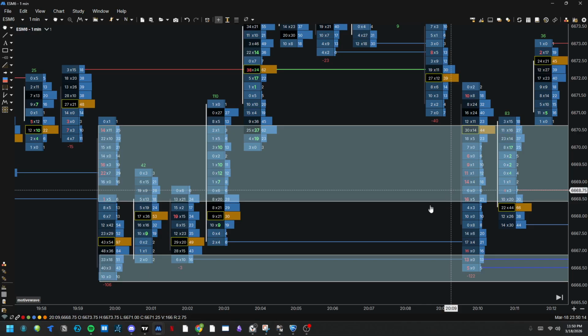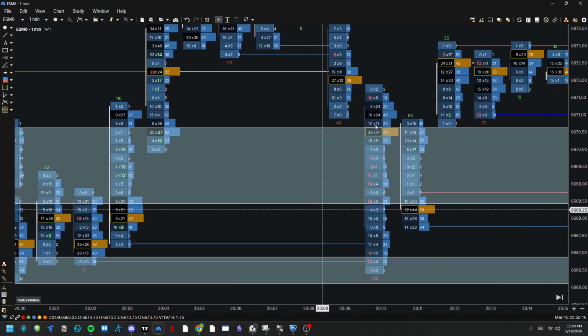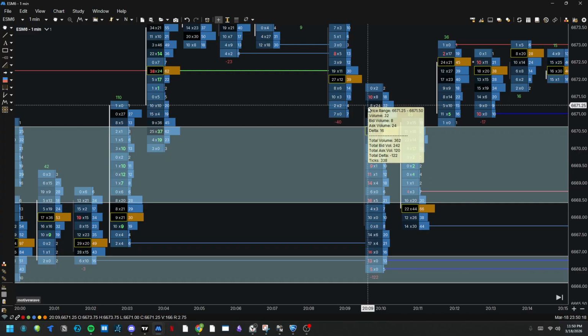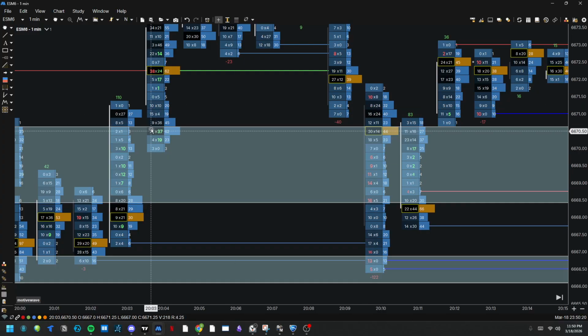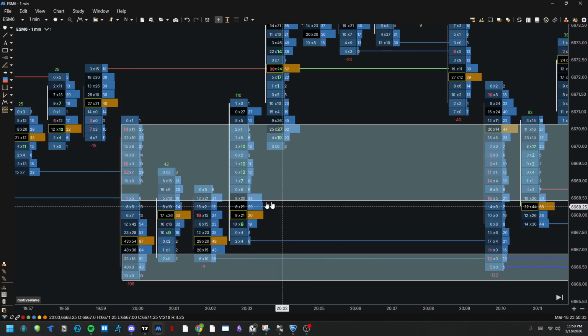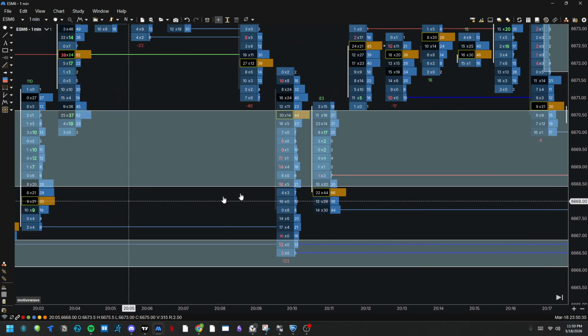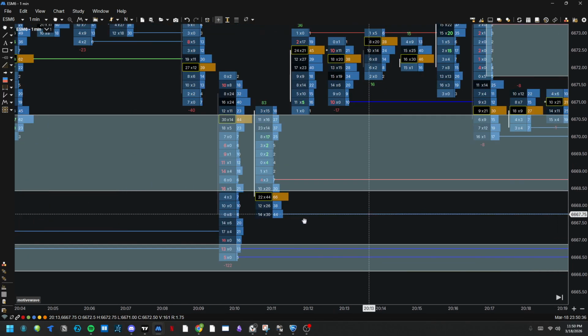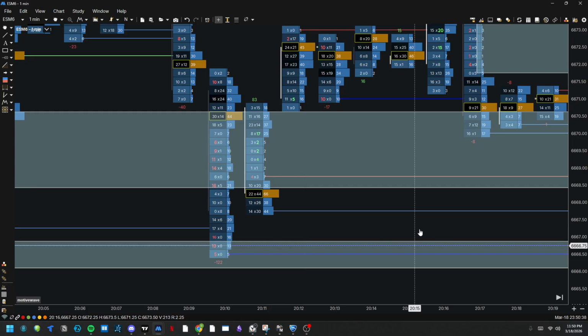See that? And we also retraced to an imbalance. Ignore the retracements. I just want you to notice what happens every time we trade past these zones. Imbalance move, imbalance move, imbalance move, imbalance move.